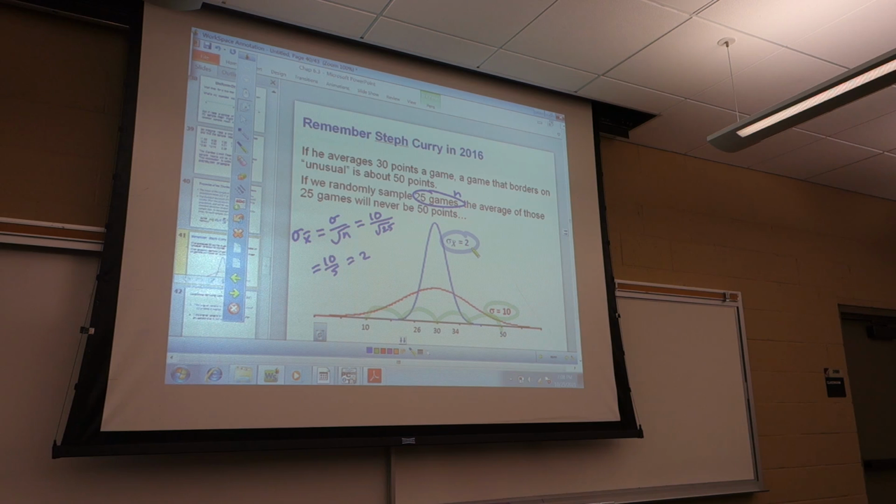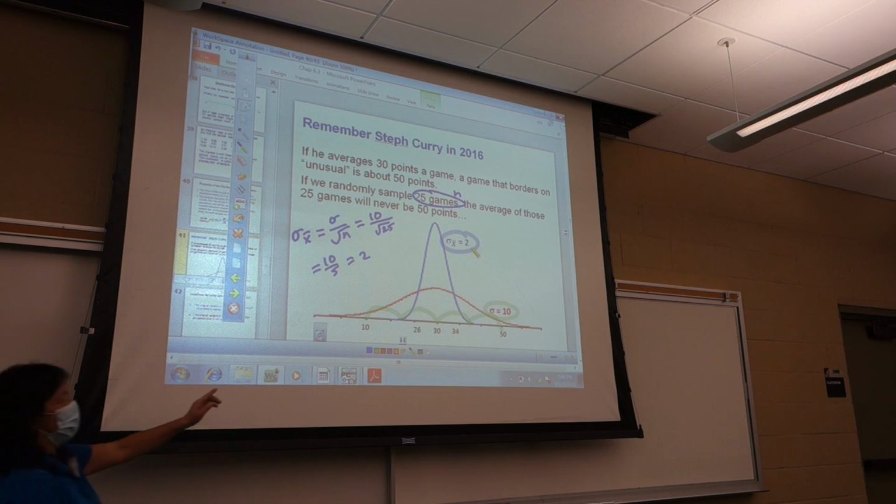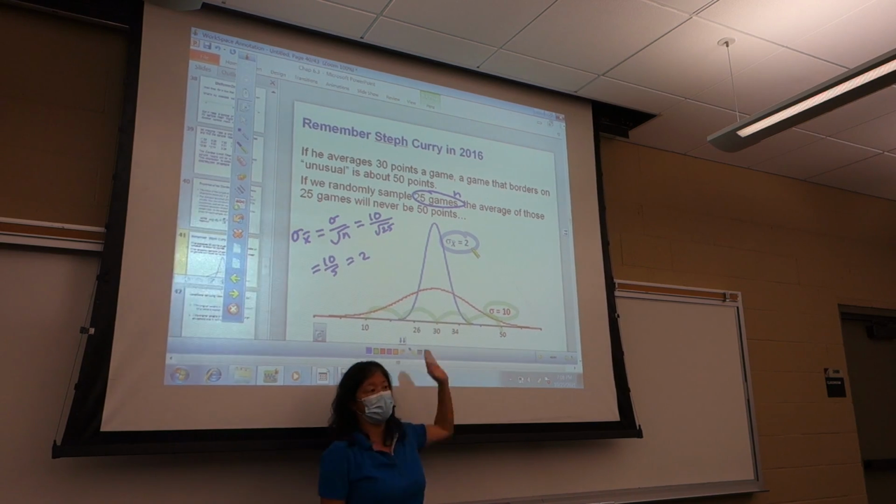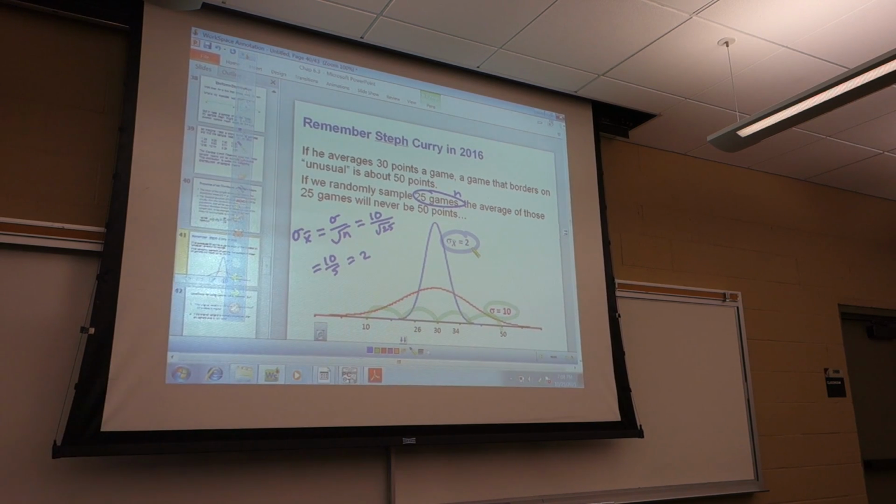Make sense? So that's going to be right from here to here. Most of my data is going to fall right in there. Good? Does everyone sort of follow this okay?